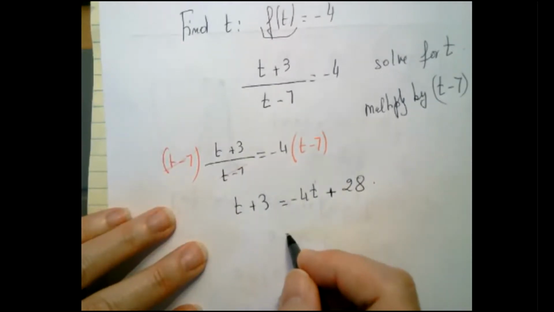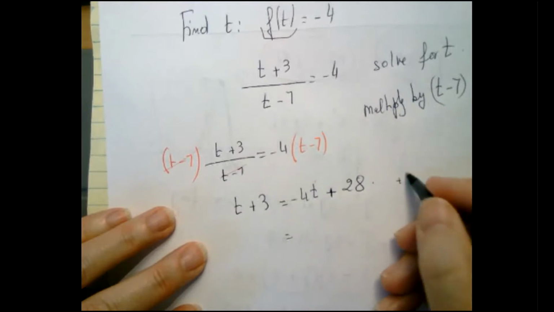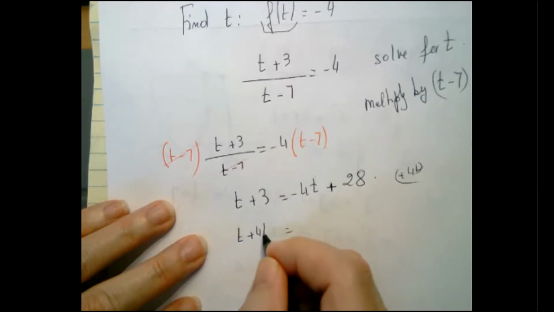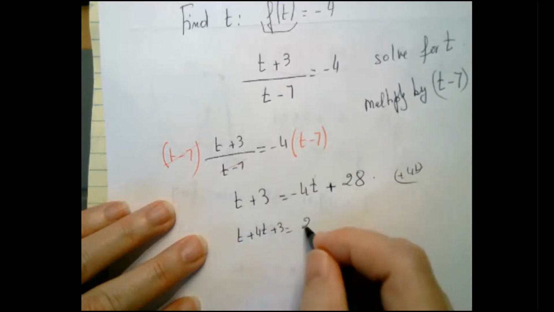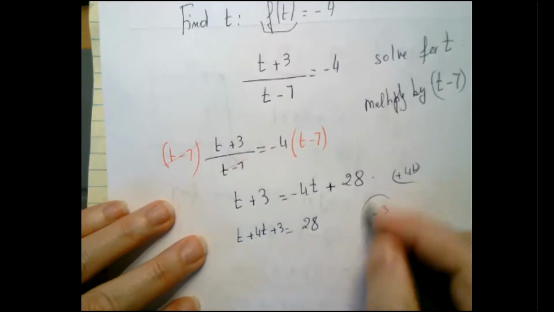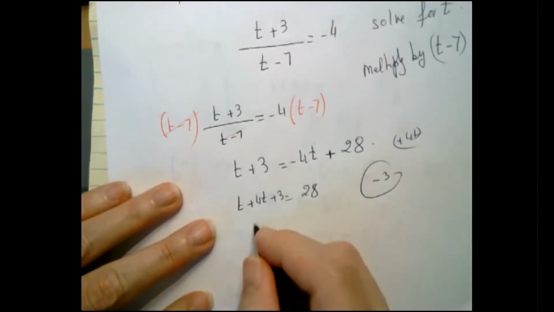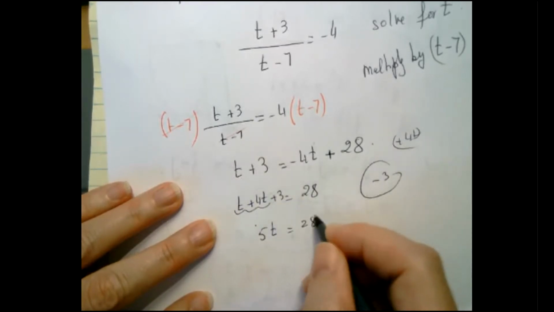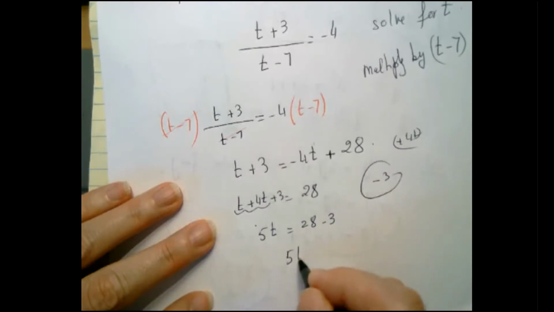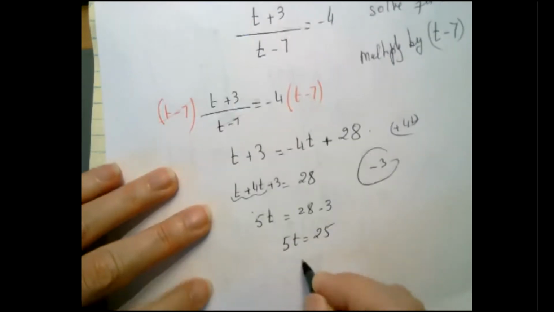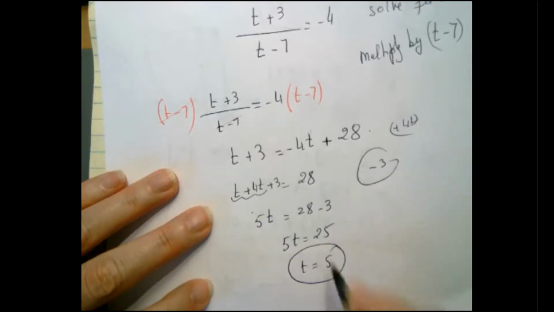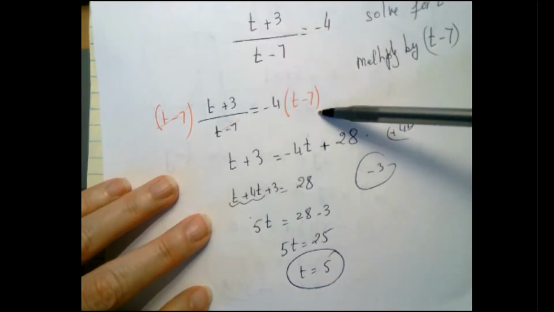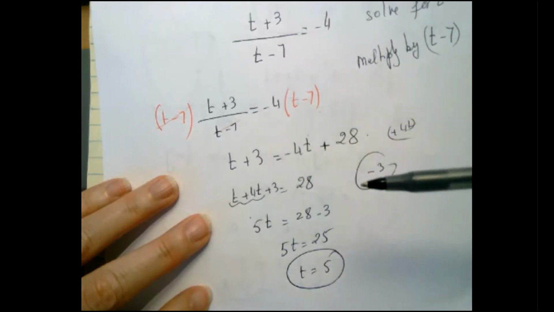So I'm going to add 4t to both sides first. I will have t plus 4t plus 3 equal to 28. Then I take away the 3 from both sides, giving me 5t equals 28 minus 3, 5t equal to 25, t equal to 5. Whenever we have an expression of this form, we have to multiply both sides by t minus 7, so we will have a simpler equation to deal with.